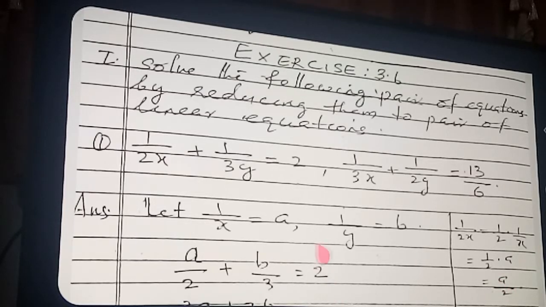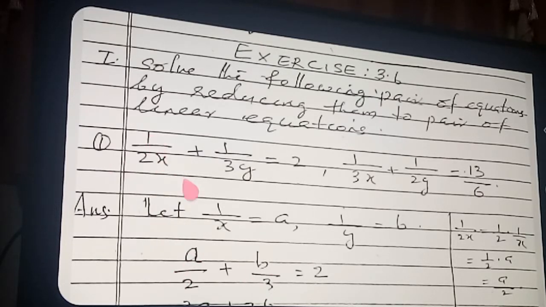So from these two equations, if you put 1 by x is equal to a and 1 by y is equal to b, you will get two linear equations containing the variables a and b. Then we will solve the equations in terms of a and b and get the values of a and b. Then we will find the values of x and y. This is the method. This type of question comes every year, a very important type of question.